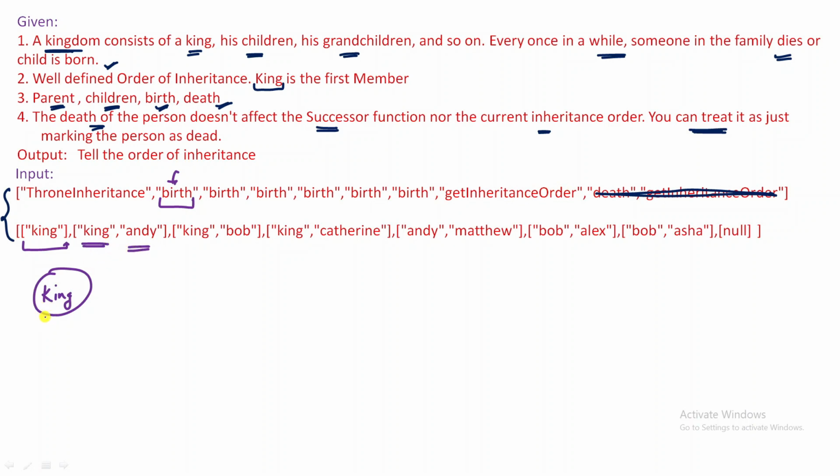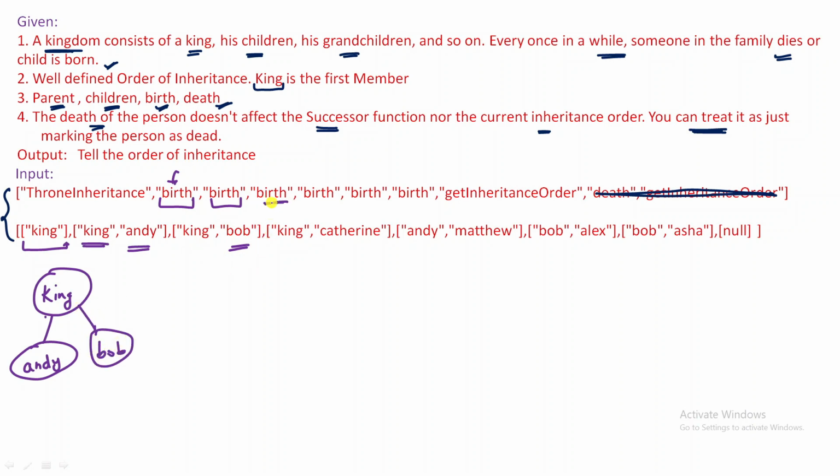Okay, so basically king has a new child, that is ND. So you can just draw like this. Then there is a new birth and there is a new child, Bob. Again the parent is king, so king has a new child, that is Bob.